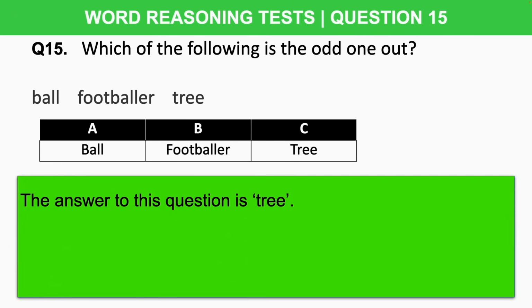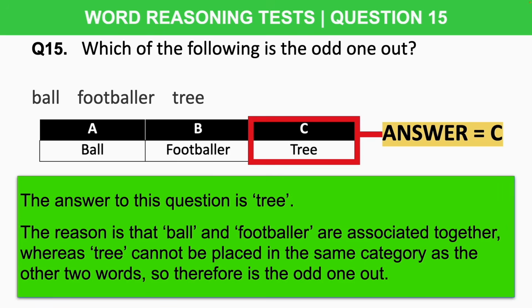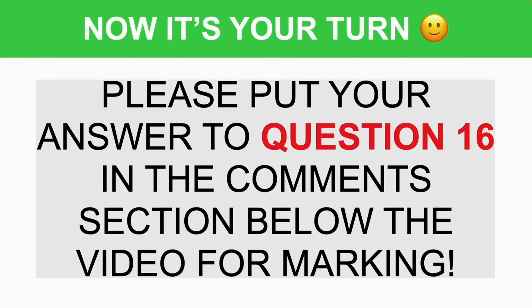So the answer to this question is tree. The reason is that ball and footballer are associated together, whereas tree cannot be placed in the same category as the other two words. So therefore it is the odd one out. So the correct answer is C. So now it's your turn. Please put your answer to question 16 in the comment section below.